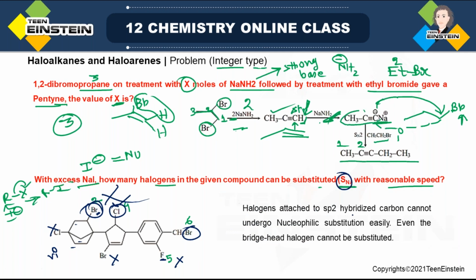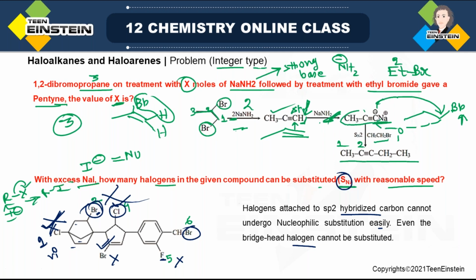Halogens attached to sp2 hybridized carbon cannot undergo nucleophilic substitution easily. So that you can already see in this case. So it is not possible here. Even the bridgehead halogen. Which one is the bridgehead halogen? This one is the bridgehead halogen. So here also substitution is not possible.